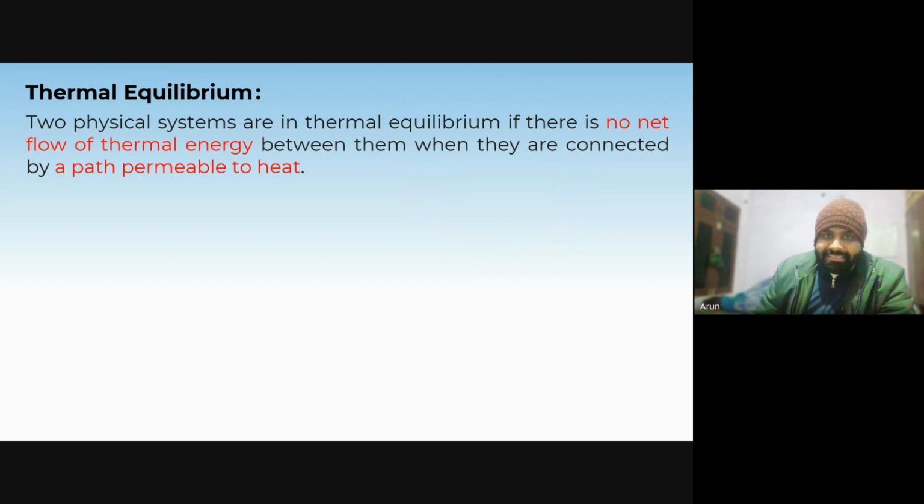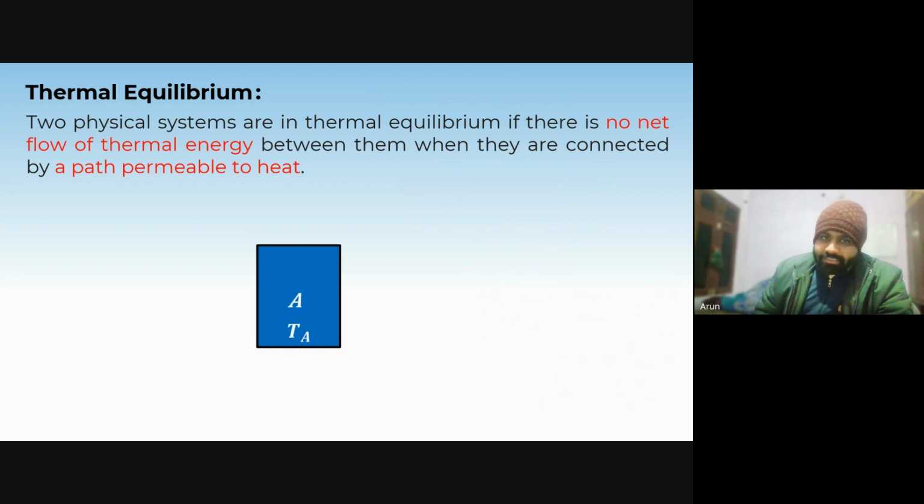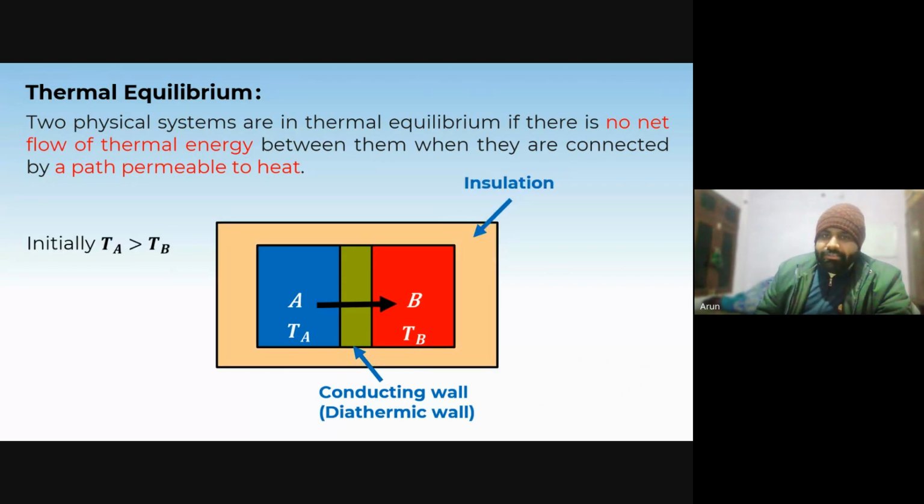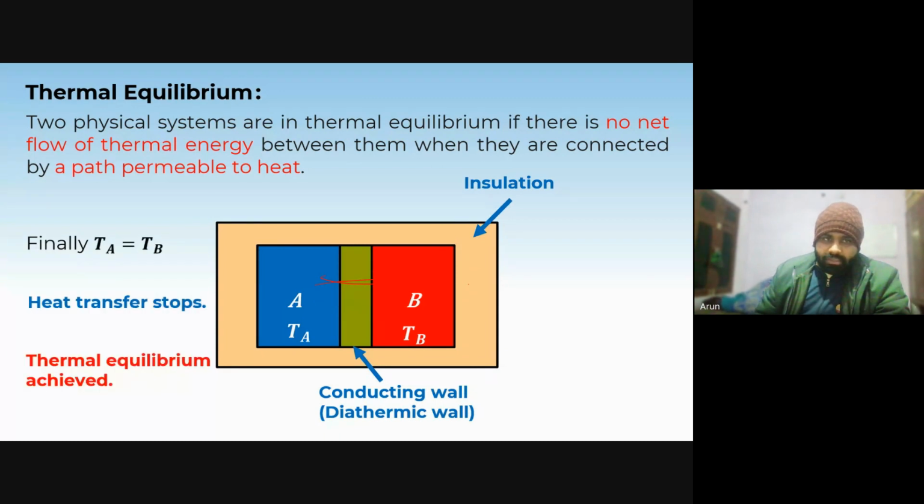So two physical systems are in thermal equilibrium if there is no net flow of thermal energy or heat. So this is system A, let's say at TA, this is system B at TB. This is the conducting wall, for example. And this is the insulation, which means the heat these systems are transferring between themselves is not transferred to the surrounding also. So this you have to remember. So when heat transfer stops, thermal equilibrium is achieved.